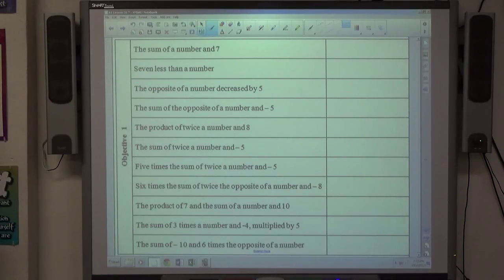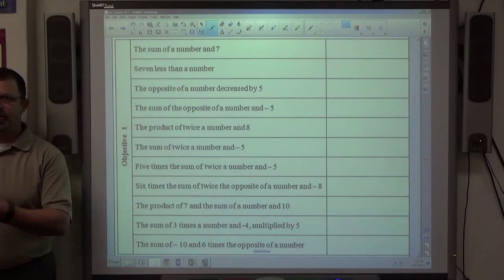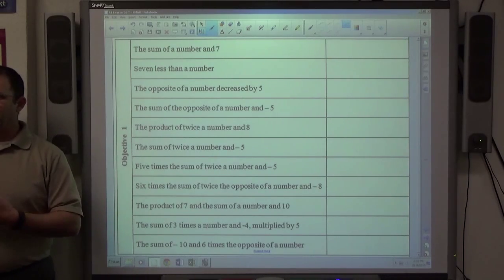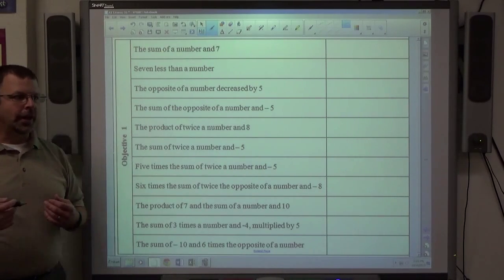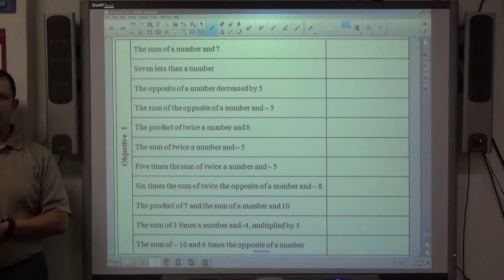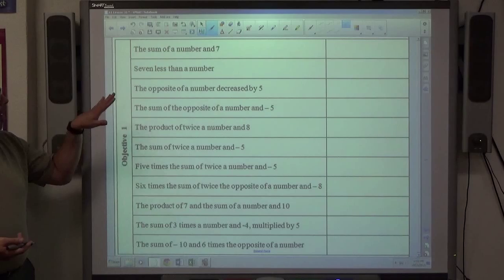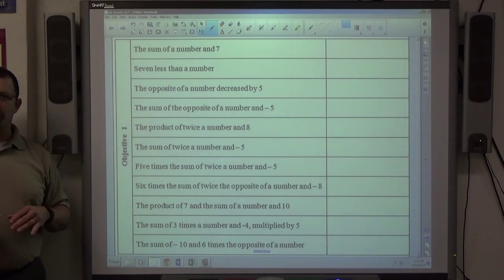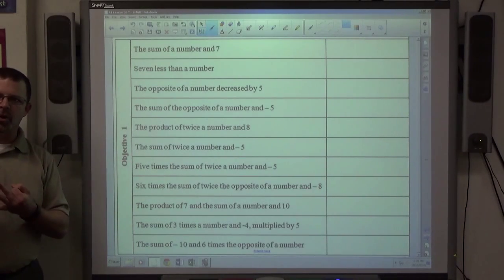And translation of math into algebra, or translation of words into algebra, is similar to translating a Spanish into an English phrase. Different words have different meanings, okay? And it's our job to take the words they have and get the proper meaning involved.